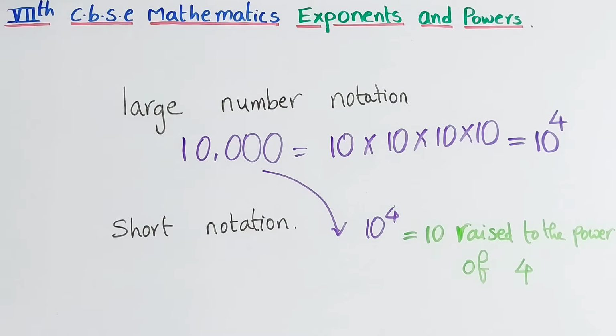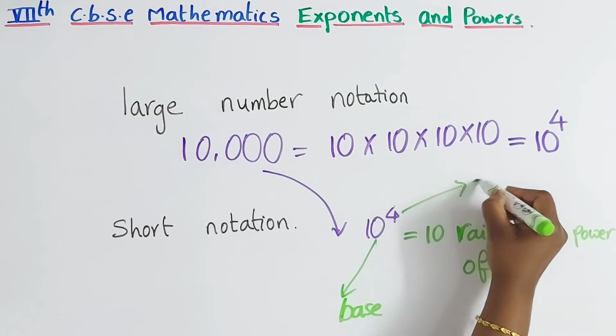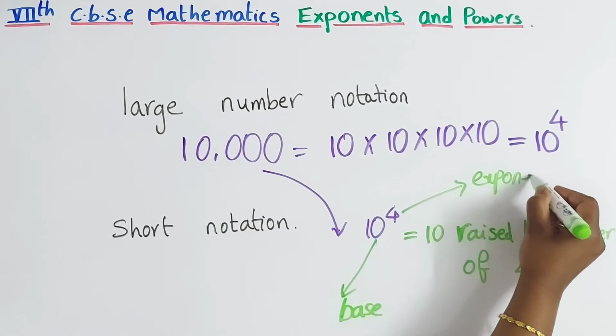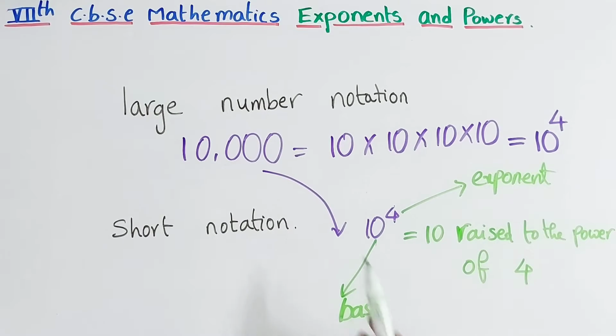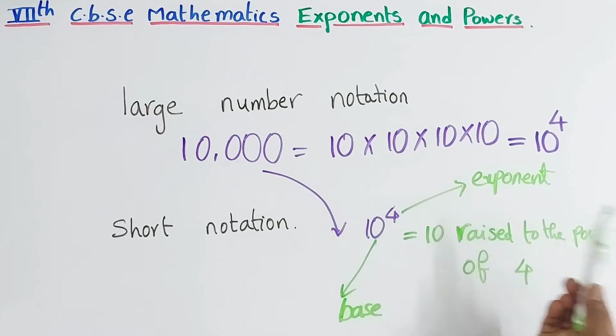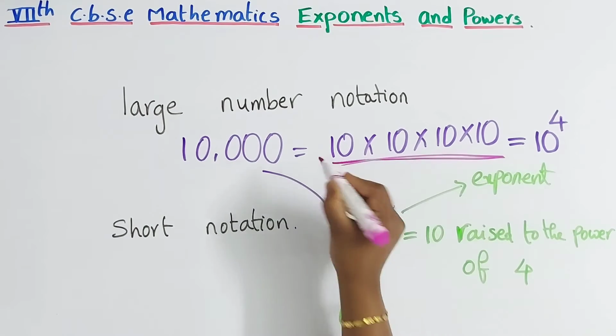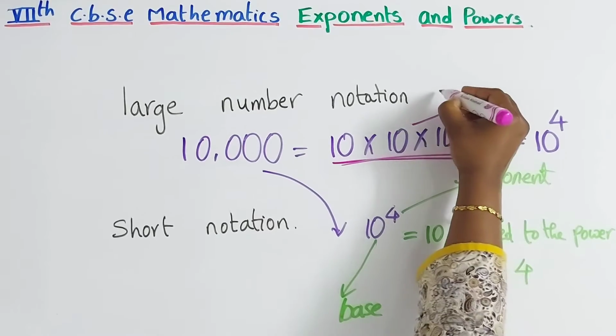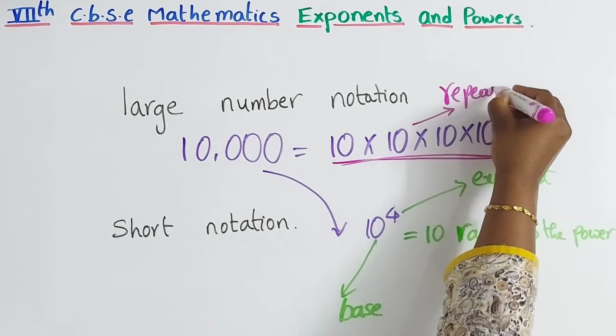This is exponential form. This one we call it as 10 raised to the power of 4. Right, children? So here 10 is base and 4 we call exponent. Right, children? 10 we are multiplying 4 times. Same number repeatedly we are multiplying 4 times. So 10 is a base and 4 is exponent. What is the exponent form? 10 raised to the power of 4. Here we are multiplying the same number repeatedly. So that this one we call repeated multiplication also.